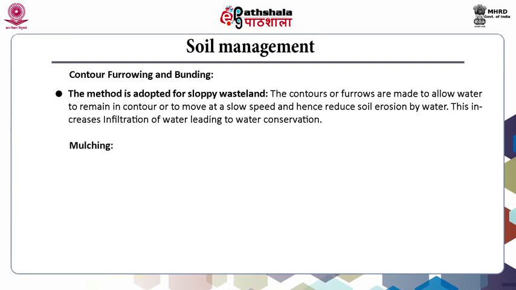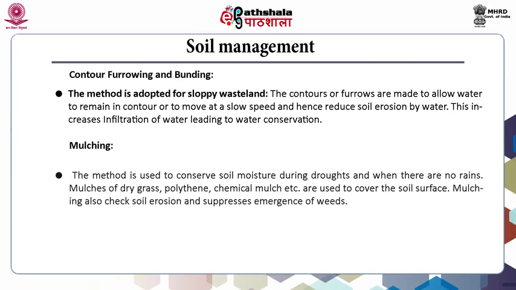Then another method is mulching. This method is used to conserve soil moisture during droughts and when there are no rains. Mulches of dry grasses, polythene, chemical mulch, etc. are used to cover the soil surface. Mulching also checks soil erosion and suppresses emergence of weeds.